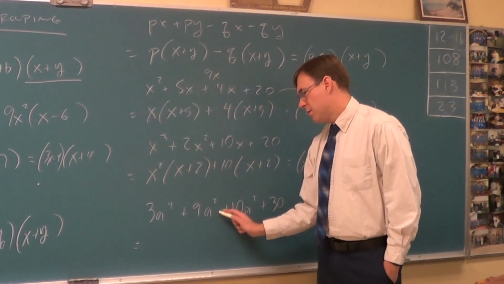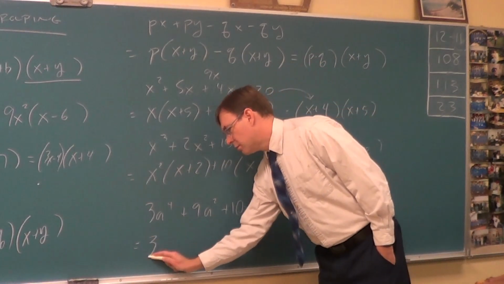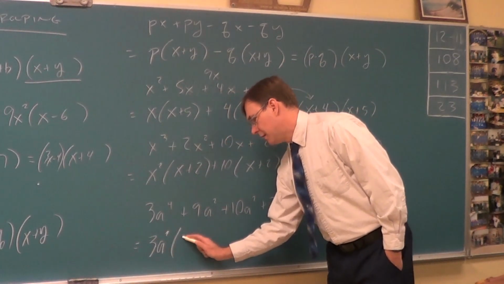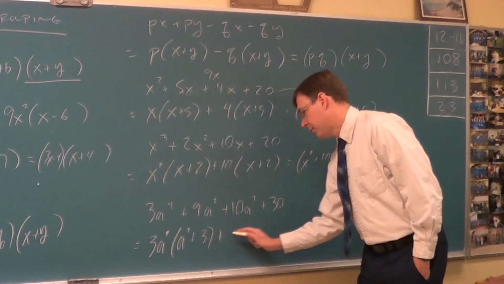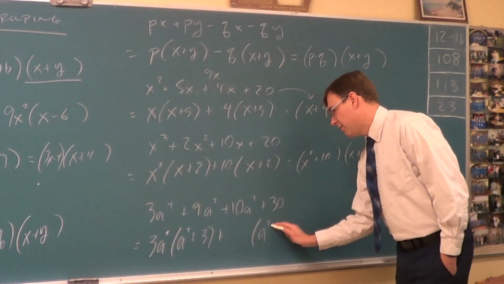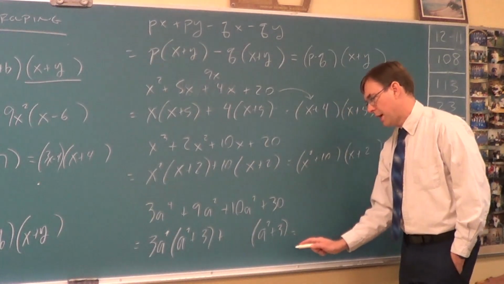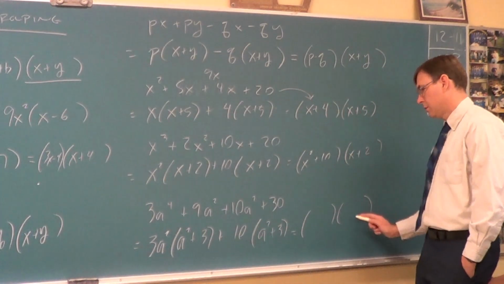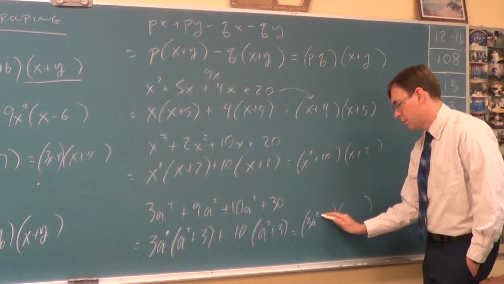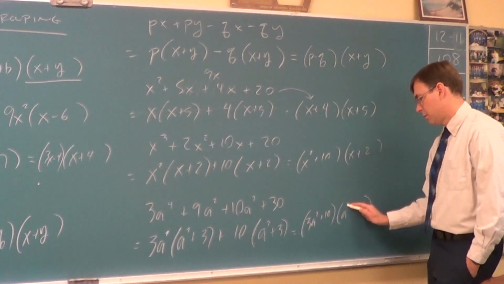Grouping again here. 3a squared is in common, to leave a squared plus 3. Agreed. This group, can you leave an a squared plus 3? Yeah, taking off 10. So the answer is 3a squared plus 10 times a squared plus 3.